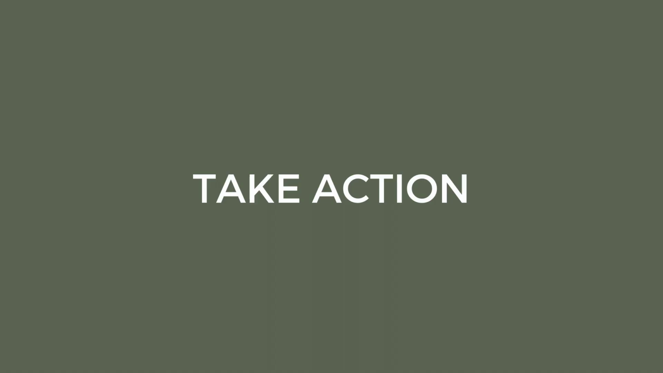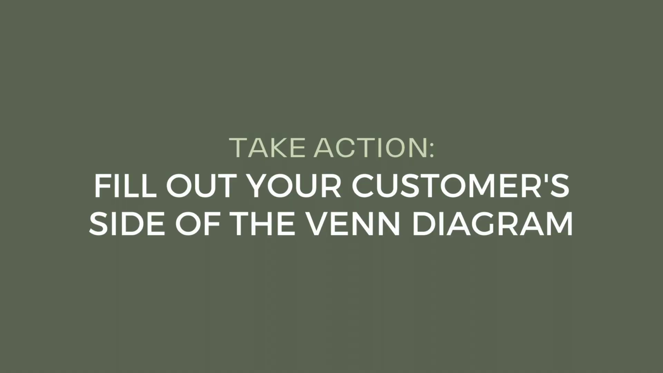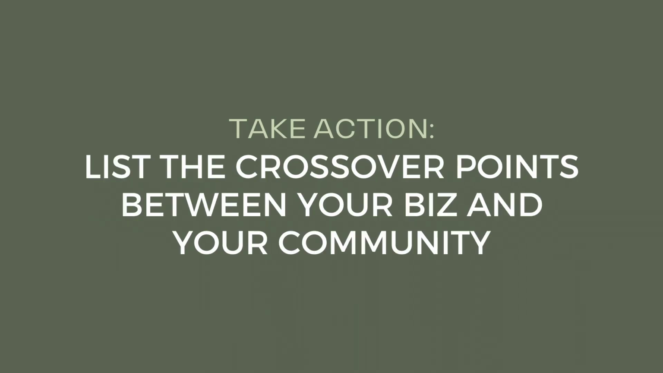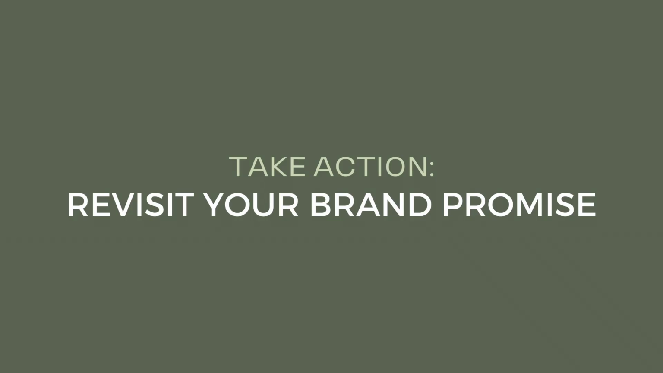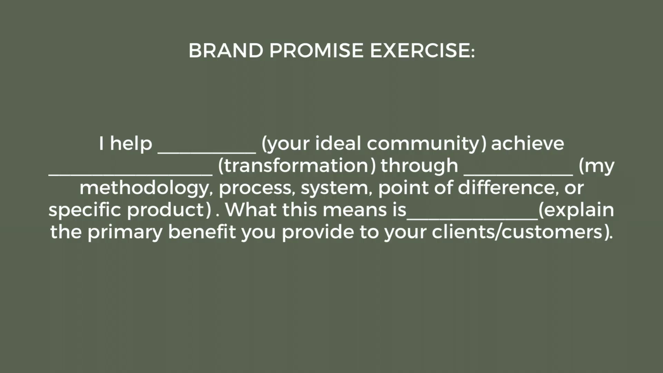Once you've filled out that side of the Venn diagram, look at that intersection and start to list out the crossover points. Once you've done that, it's time to revisit your brand promise that you started to create in the first module. Remember, it was that kind of fun Mad Libs exercise. I help blank, your ideal community, achieve blank, a transformation, through my blank, a main product, process, system, or methodology. What this means is blank, and you explain the primary benefit you provide to your clients and customers.